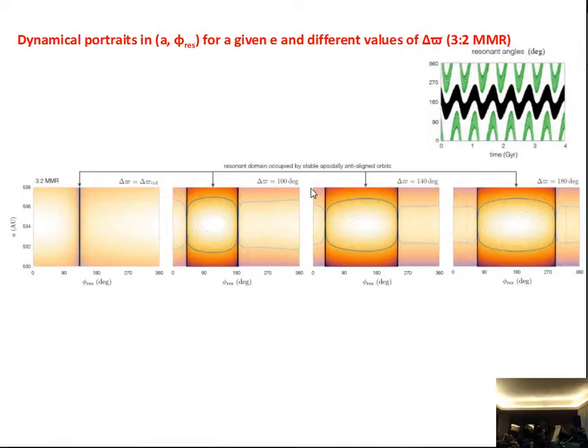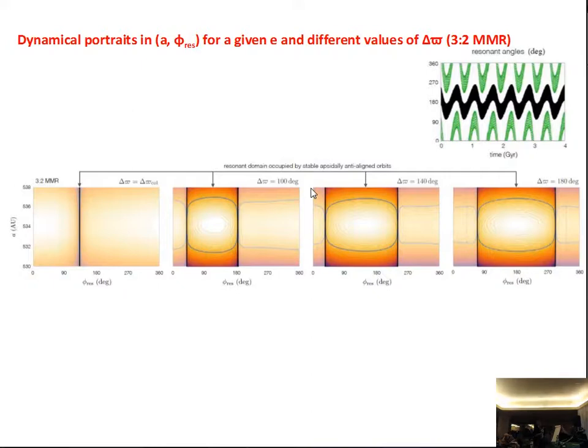The other important thing to notice is that the libration region here is not bounded by a separatrix that starts from a homoclinic point. It's bounded by these two vertical lines. And these two vertical lines are collision lines, because we're working with a very eccentric planet and a very eccentric TNO. The orbits, as soon as you change the phase, intersect each other and they can collide.